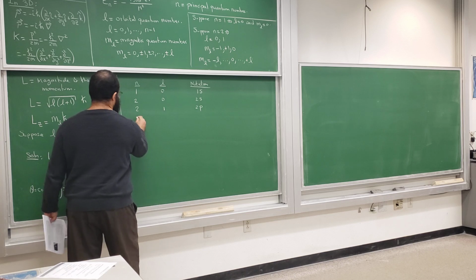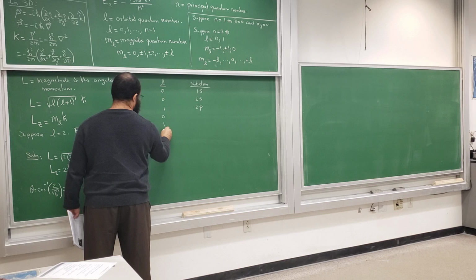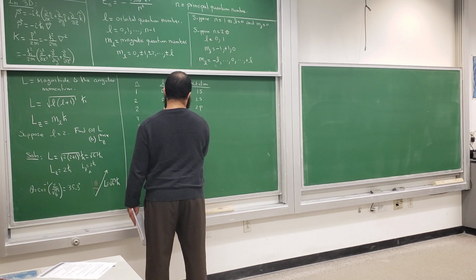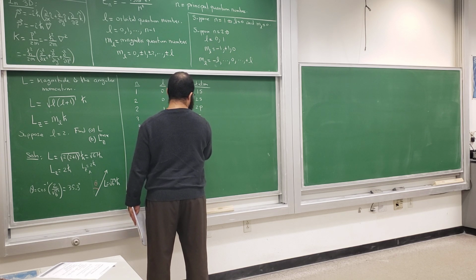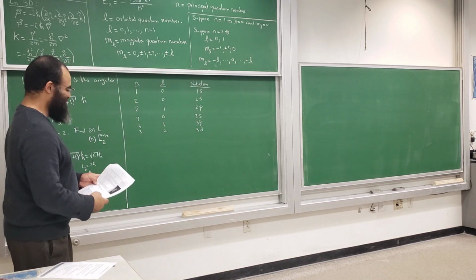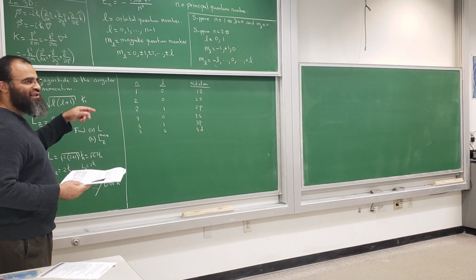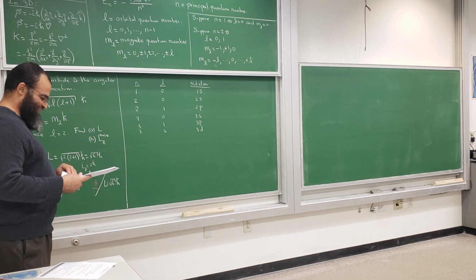That's just one more. 3. For 3, you have 3 possibilities. L equal to 0, or 1, or 2, right? So for this one, you have what? 3s, and this one, 3p, and this one? 3, who remembers? D. Close. I actually forget what they stood for. There is something they stand for. S, P, yeah, so they stand for something. Okay. Let's see.